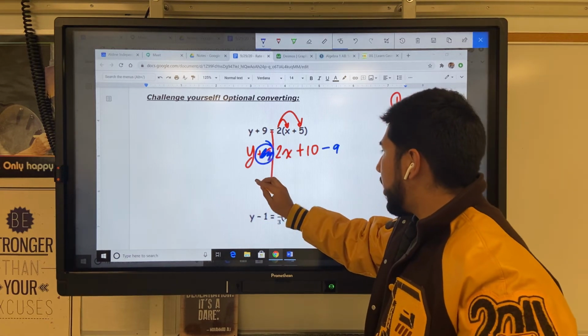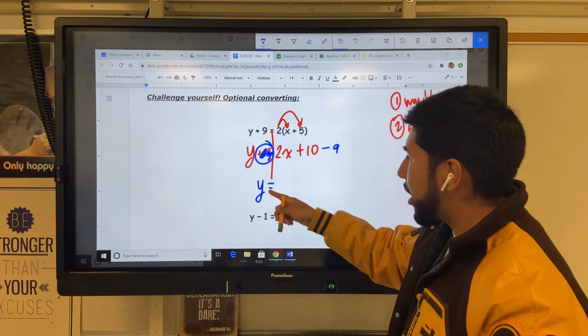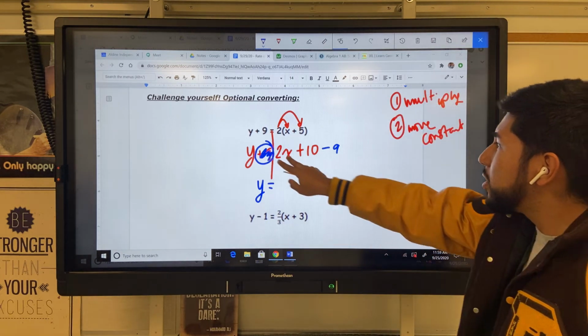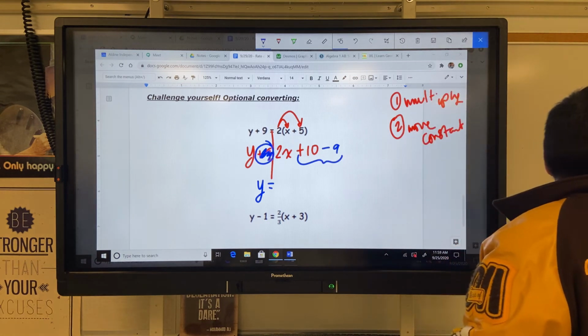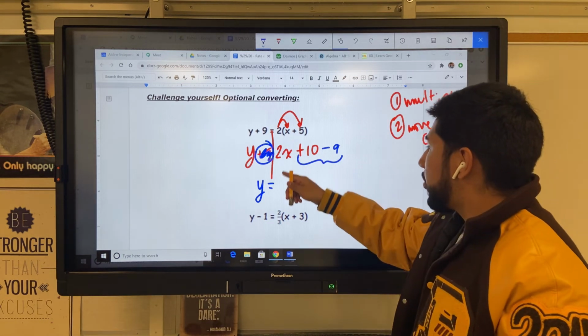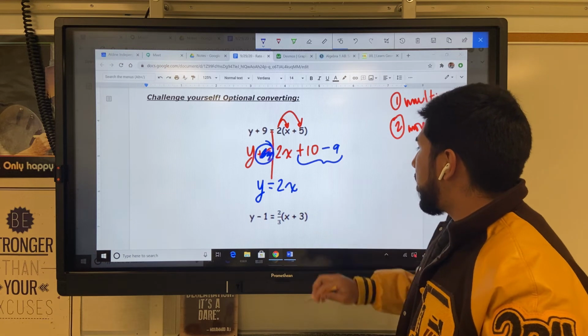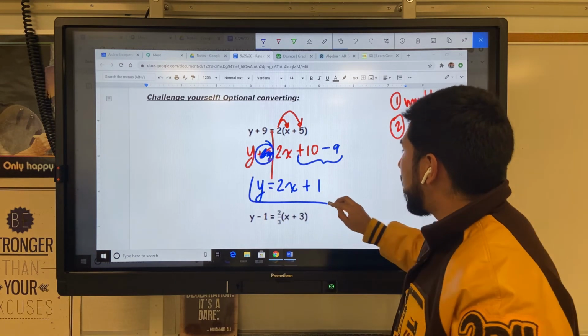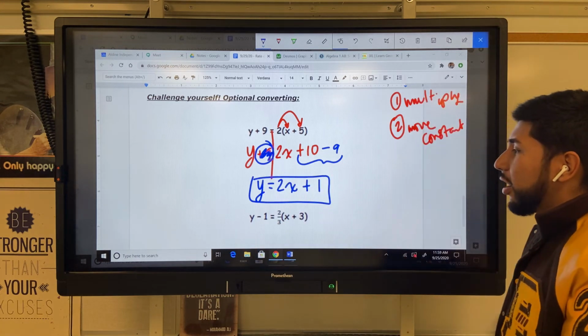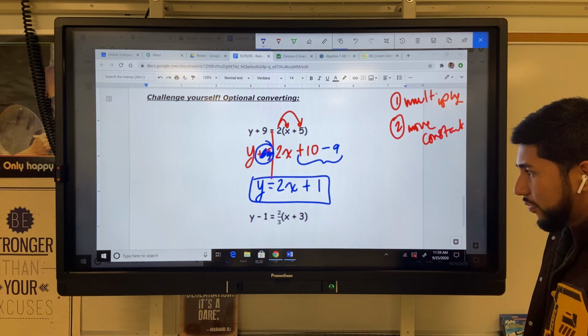Bring down this y equals. So we got a y equals by itself. Whose partner's over here? Boom. Bring down the 2x because it has no partners. 10 minus 9, positive 1. Crazy, I know.